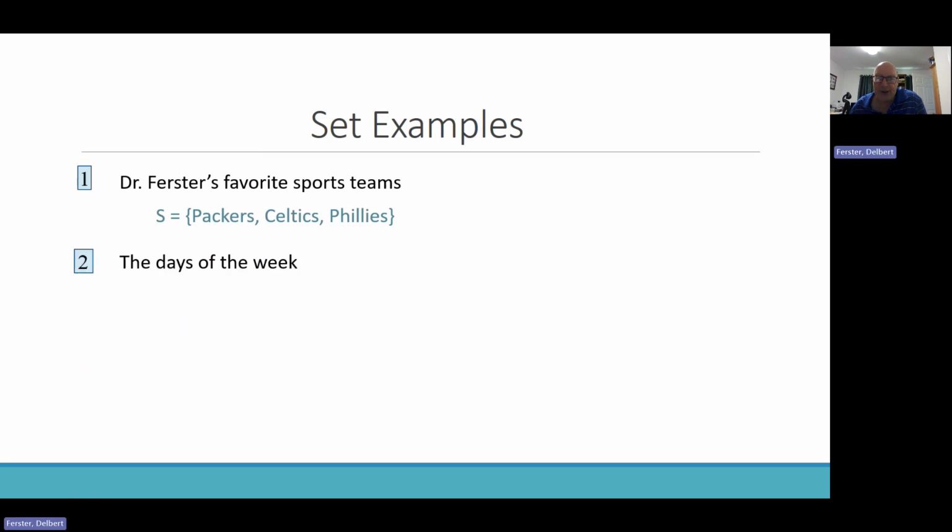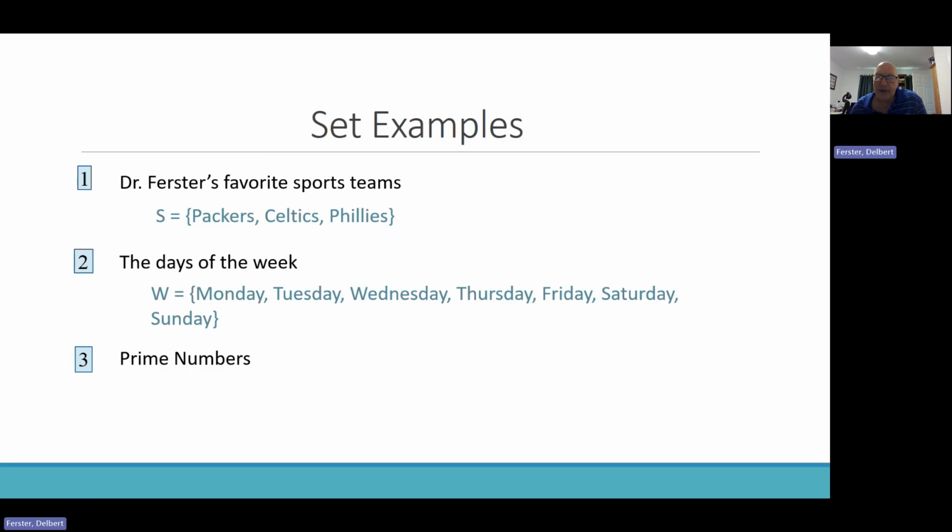A second example, the days of the week. If you really want to bother somebody, list these things any way other than the way they're currently on the screen. They just get upset. I cleverly called this W for week, I guess. Monday, Tuesday, Wednesday, Thursday, Friday, Saturday, Sunday. Both of these set examples are finite. There's a fixed number of elements inside the set.